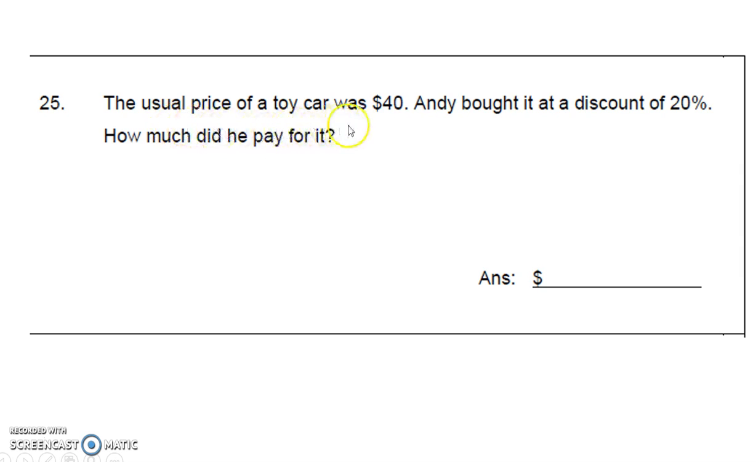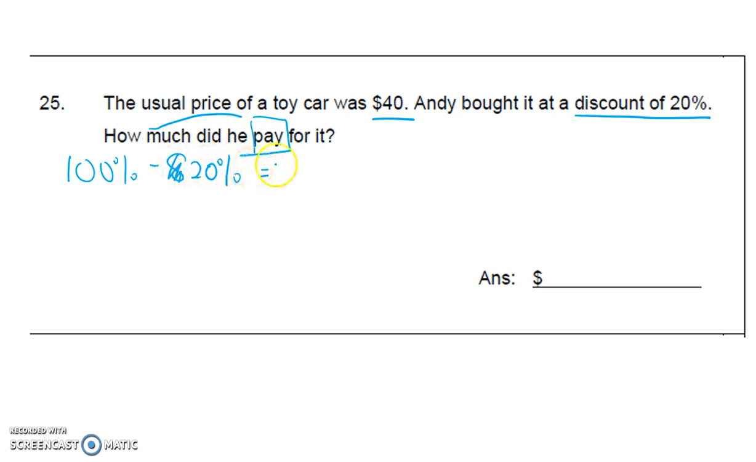Question 25. The usual price of a toy car was $40. Andy bought it at a discount of 20%. How much did he pay for it? So we know the usual price is $40. He bought it at a discount of 20%. I need to know how much he paid for it. 2 ways of doing this. First way is, since we know that there's a 20% discount, how much did he have to pay? Just 80%, right? So what is 80% of $40?